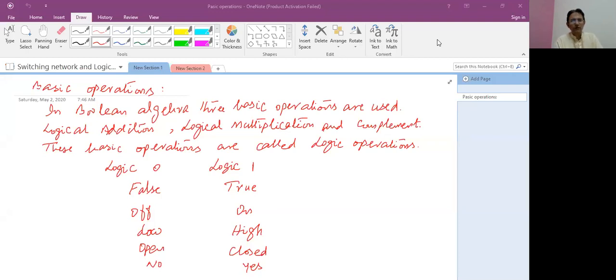As you know, there are three basic operations used in Boolean algebra. The first one is logical addition, then logical multiplication, and complement. These basic operations are called logical operations.